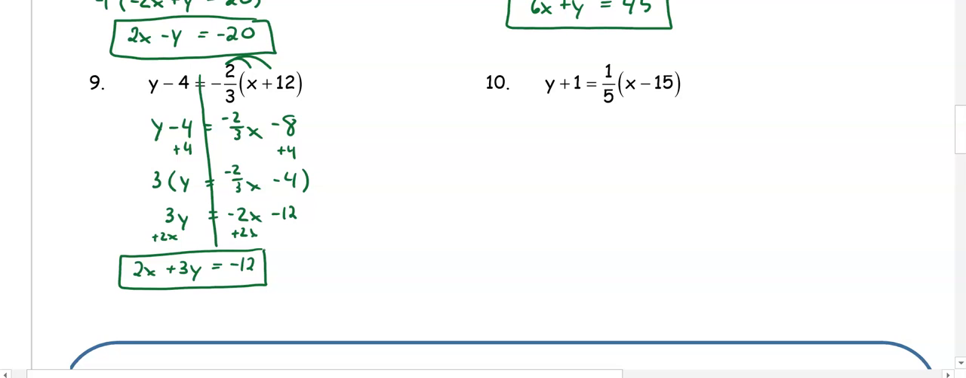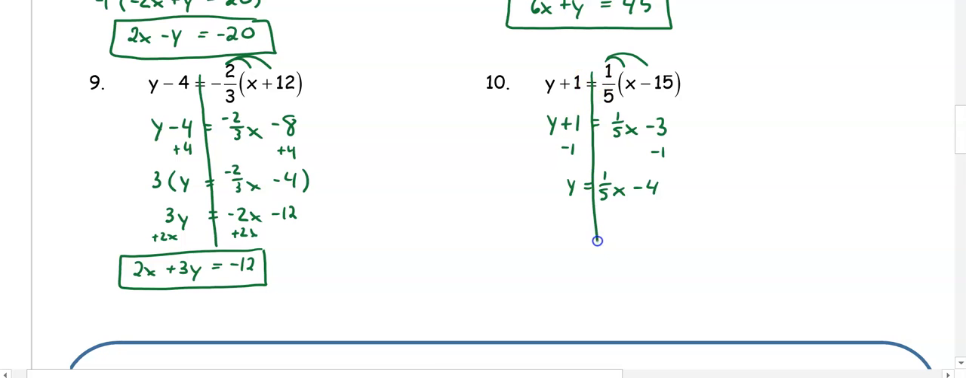In number 10, we have y plus 1 equals 1/5 x minus 15. So we are going to distribute the 1/5. Y plus 1 equals 1/5 x minus 3. We can subtract 1 from both sides. Y equals 1/5 x minus 4.